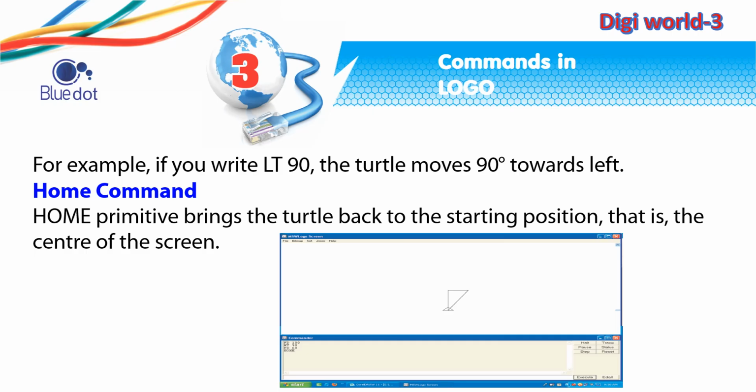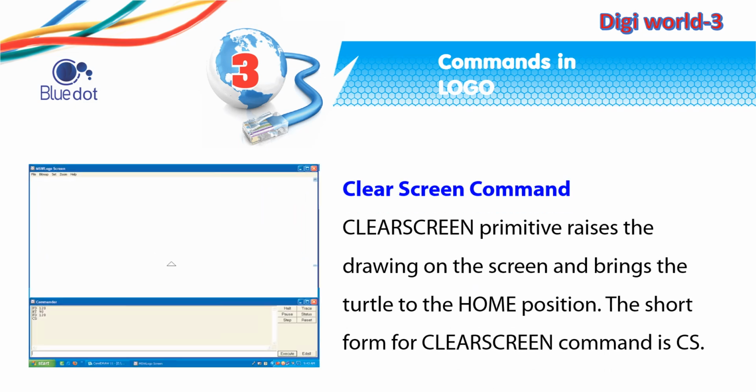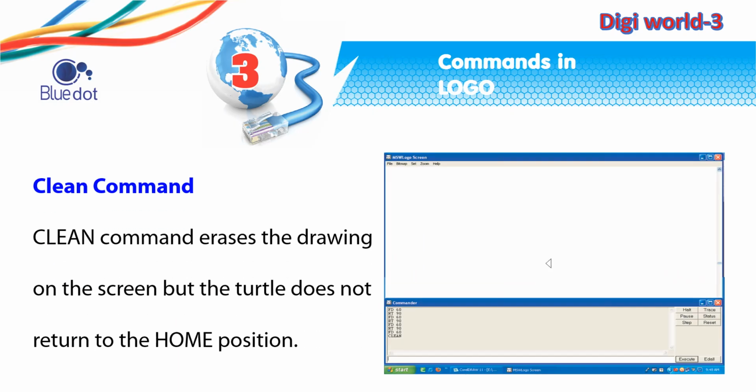Home command. Home primitive brings the turtle back to the starting position, that is, the center of the screen. Clear screen command. Clear screen primitive erases the drawing on the screen and brings the turtle to the home position. The short form for clear screen command is CS. Clean command. Clean command erases the drawing on the screen but the turtle does not return to the home position.